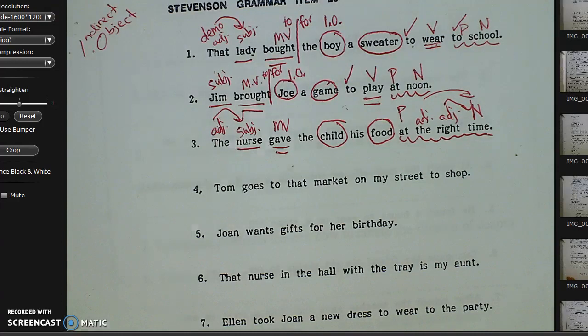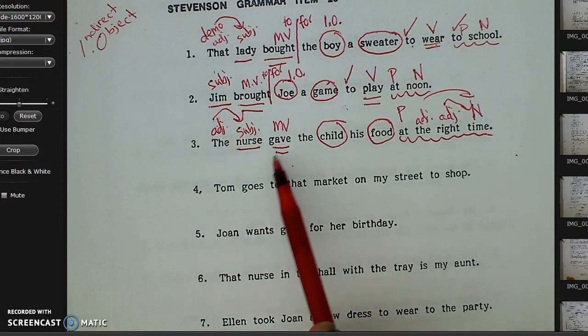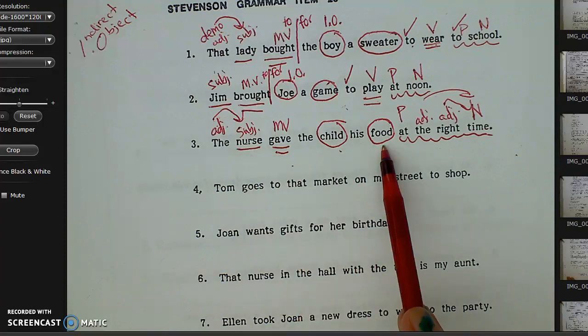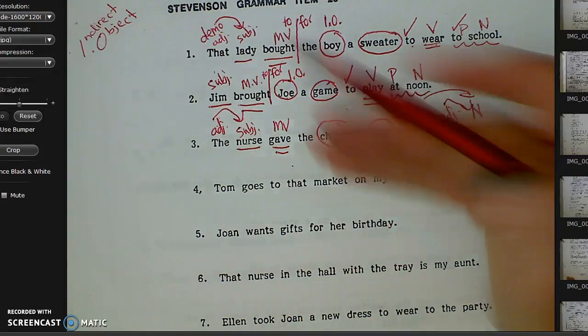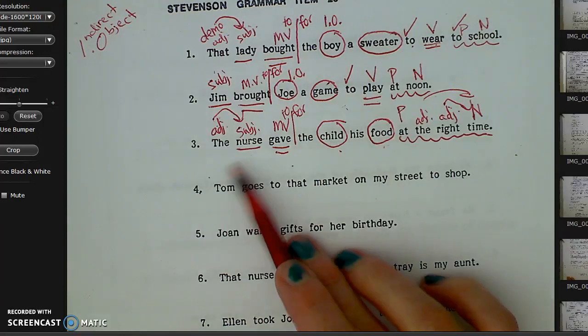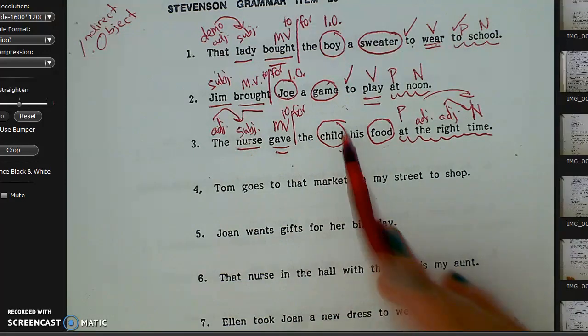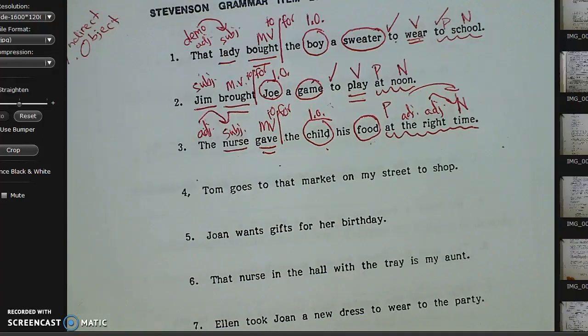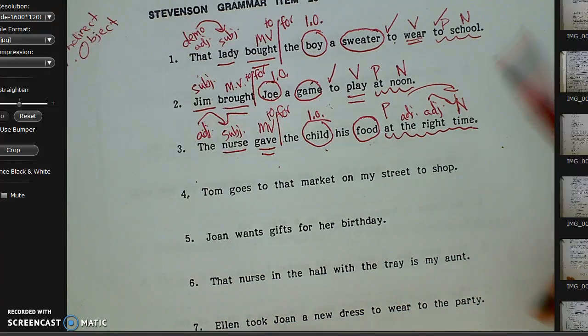Okay. Now I ask myself, is the nurse equal to the child? No. Is the nurse equal to food? No. So I do my 2 and my 4. The nurse gave to the child. That makes sense, so it's my indirect object. Listen, I just realized something. I totally forgot to label my adjectives.